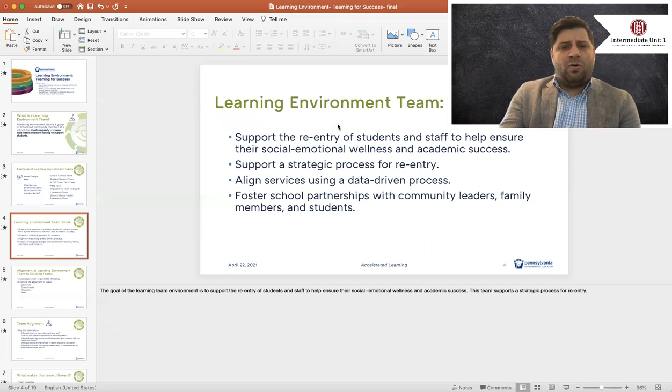And the overall goal of the learning environment team is to support the re-entry of students and staff to help ensure their social emotional wellness and academic success. We want to support a strategic process for re-entry, align services using a data-driven process, and foster school partnerships with community leaders, family members, and students.